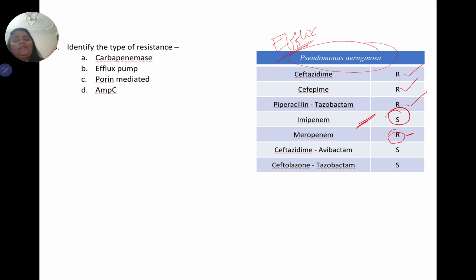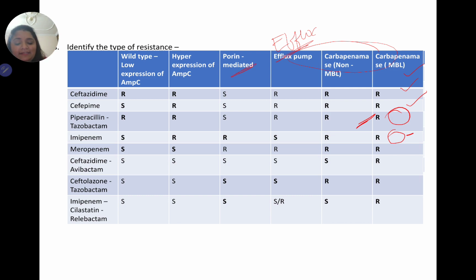And when will you suspect porin mediated resistance? Whenever you are seeing a weird report where your beta-lactams and beta-lactam/beta-lactamase inhibitors like your ceftazidime, cefepime, piperacillin-tazobactam are sensitive, whereas your carbapenems are resistant. So this could be the porin mediated resistance.